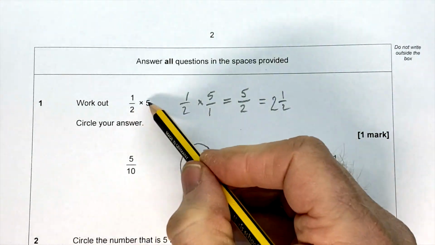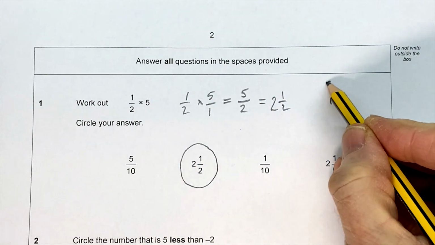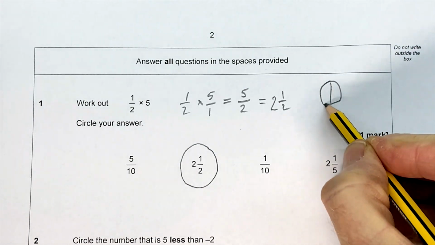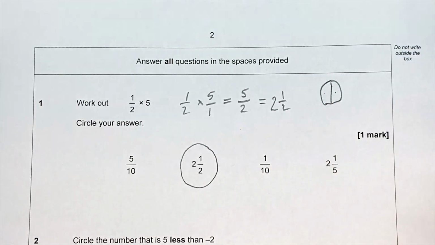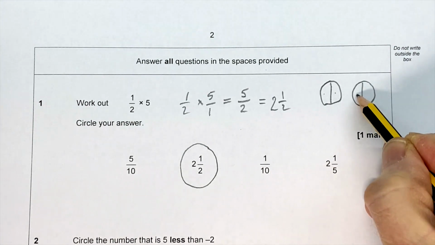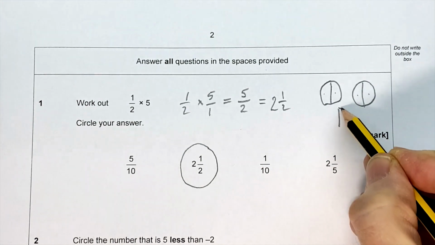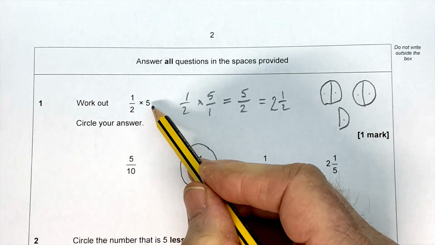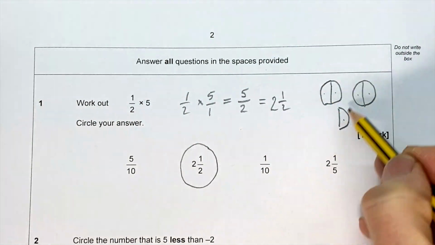The third way is a half times 5. Well, there's half a cake. There's the other half of the cake. Not very good drawings, but 1 half, 2 halves, 3 halves, 4 halves, and 5 halves. 5 lots of a half, 2.5.